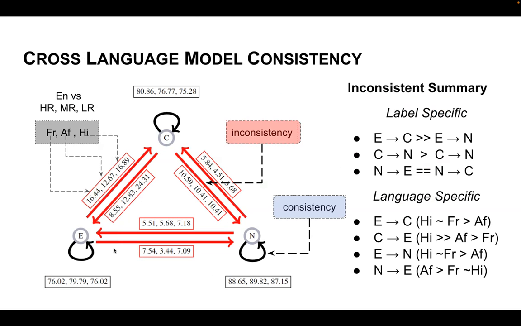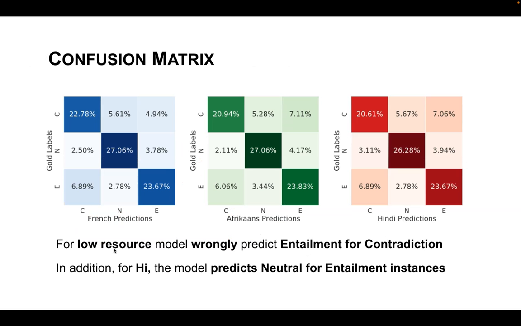We also did language specific analysis, and we found that entail to contradict was higher for low resource and high resource, but was okay for the medium. Contradict to entail was much higher for the low resource, and it decreased for high resource. Entail to neutral was high for the low and the high, but okay for the mid resource, and neutral to entail was very high for the low resource language, which was expected.